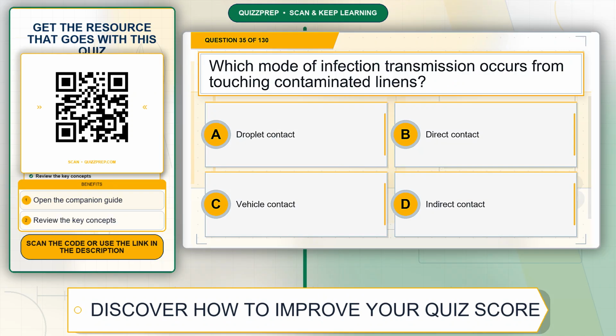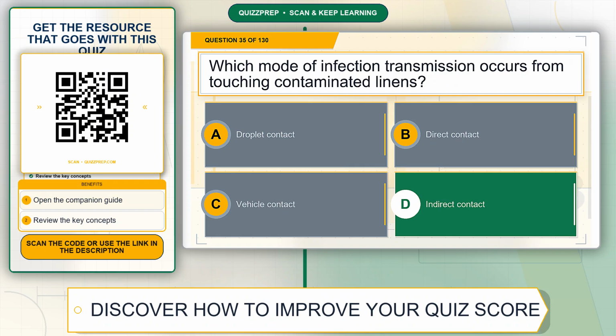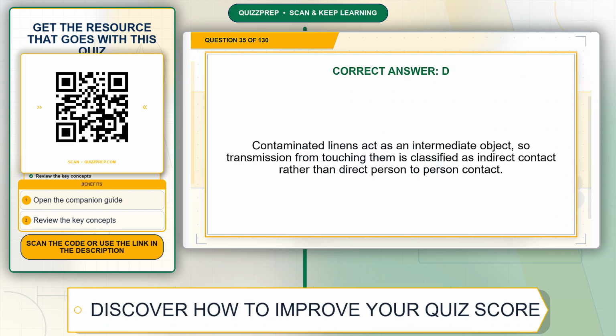Question 35. Which mode of infection transmission occurs from touching contaminated linens? Option A, droplet contact. Option B, direct contact. Option C, vehicle contact. Option D, indirect contact. The correct answer is option D, indirect contact. Explanation. Contaminated linens act as an intermediate object, so transmission from touching them is classified as indirect contact rather than direct person-to-person contact.